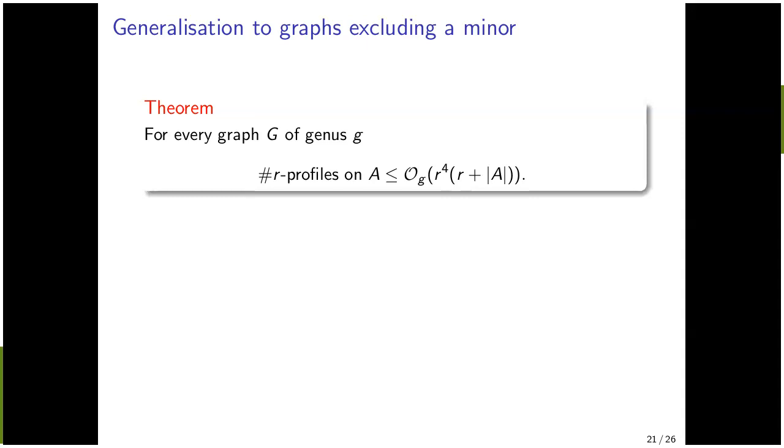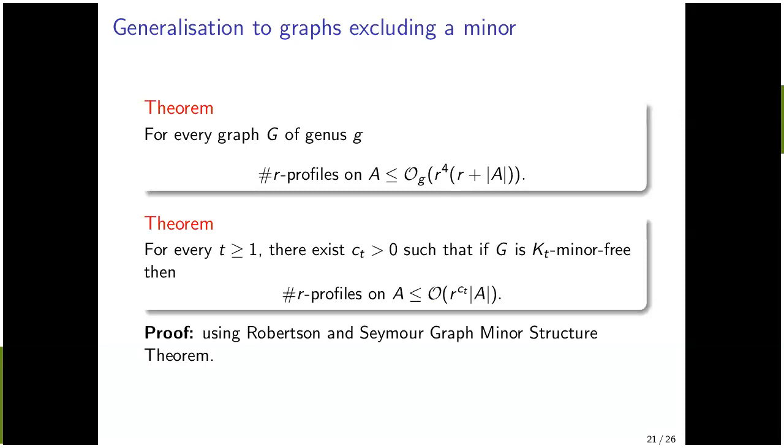Okay, so we have this result. If G is embeddable on a surface of genus g, then the number of r-profiles on A is big O of r^4 times |A|. Okay, so basically it's the same neighborhood complexity. Of course, the constant in the big O depends on g. The proof here is not very hard. Basically, every time we see a torus, we cut it using a small cycle, and it decreases the genus. So this is a quite standard argument for graphs of bounded genus.